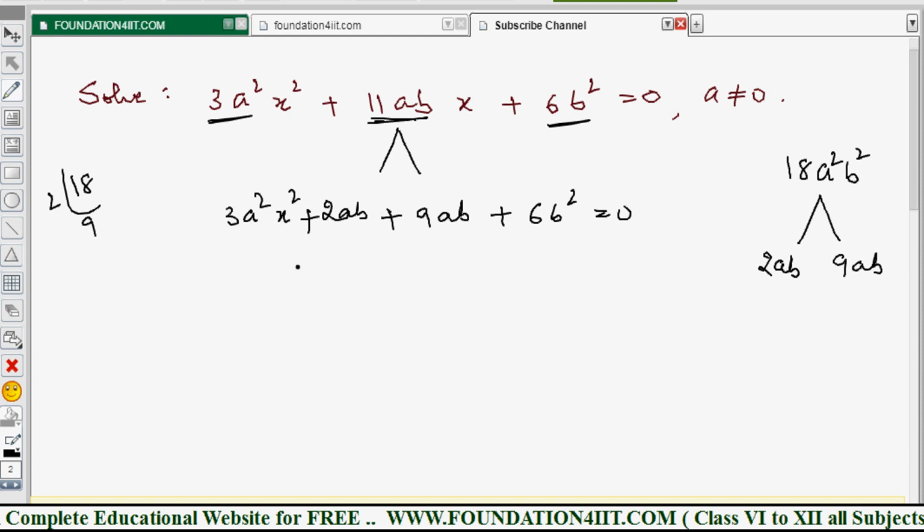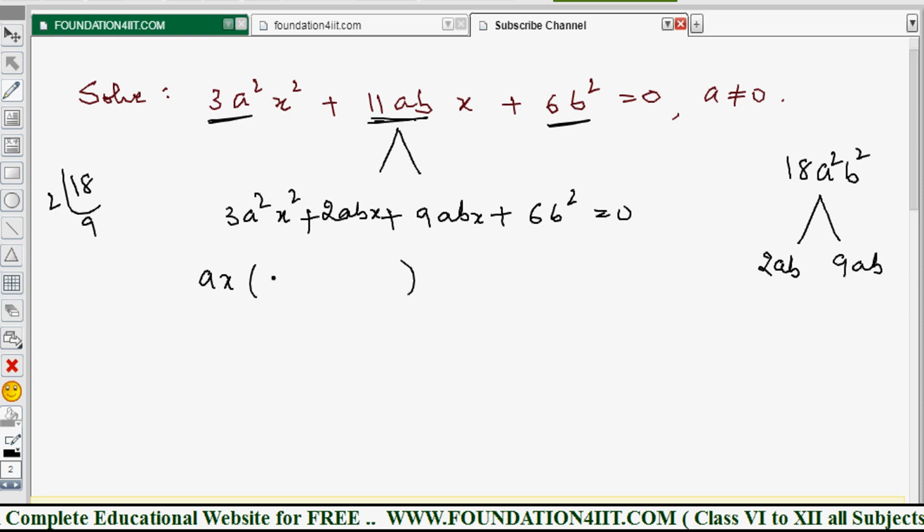Now we can take the common from both. So if you observe 3a square x square plus 2ab, what can you take common? Only a. From 9ab and 6b square, if you try to take the common, what is the maximum possibility? Only a we can take common, and x also, right? So 2abx and 9abx, because 2ab plus 9ab is 11ab, but with x also, so 2abx plus 9abx. According to that we can take ax common in this.